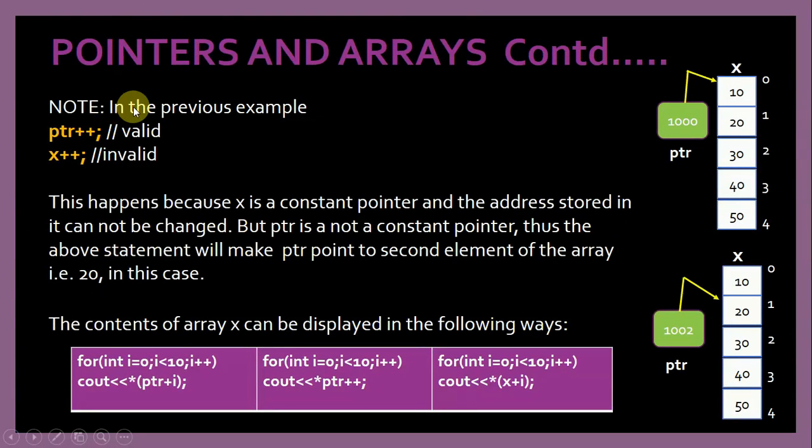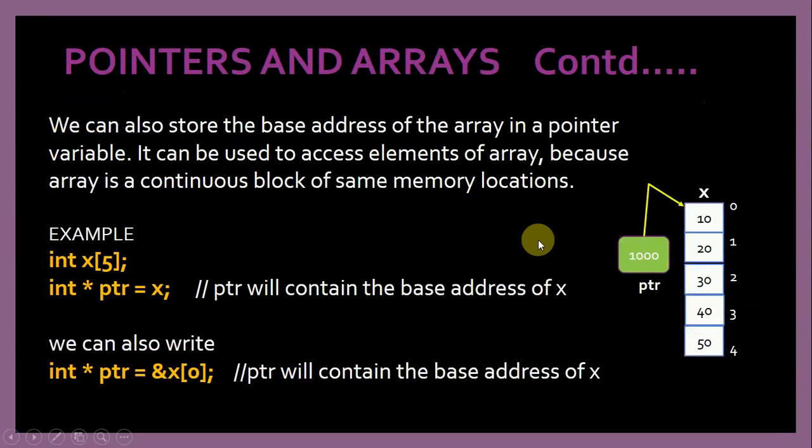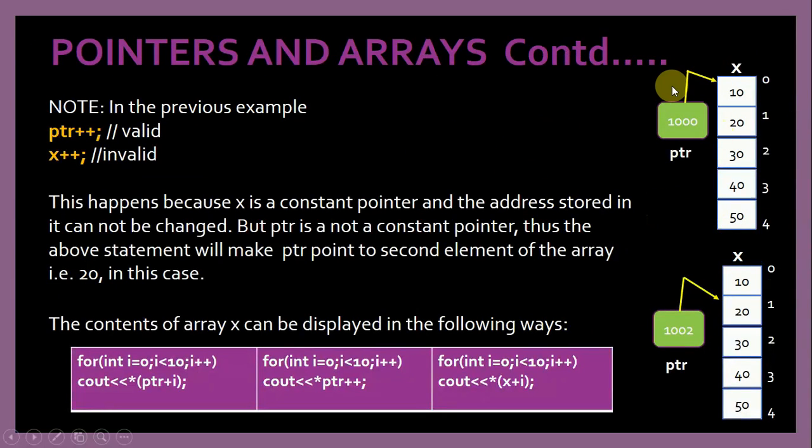Now in the previous example, you have already seen that ptr is a pointer which is pointing to x. It contains the base address of x. Now if I say ptr++, this command is valid. What will happen when I say ptr++? Since this is an integer array and this is a pointer to an integer, 2 bytes will be added, simple arithmetic addition. It will start pointing to the next element of the array. You can see now the address is 1002 and ptr is pointing to the next element.